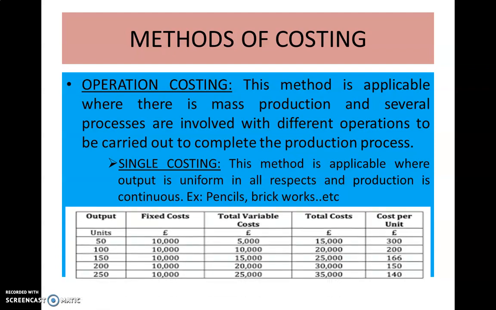From this example, we can easily understand. If you want to derive the cost per unit, say for example a pencil, suppose you are producing 50 units, 50 pencils, you have 10,000 rupees fixed cost and your variable cost is 5,000, so total cost is fixed cost plus variable cost, so you are getting 15,000. How can you calculate the cost per unit? Total cost can be divided by the number of units. 15,000 divided by 50, automatically you can get the cost of producing 1 unit, that is 300.